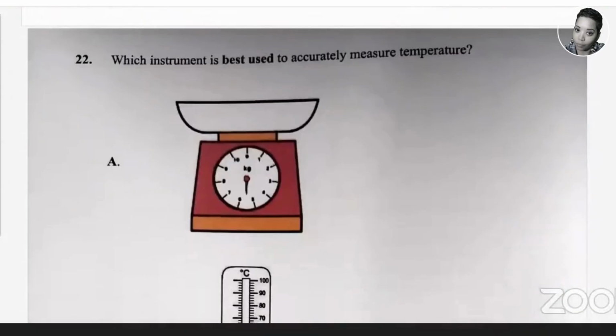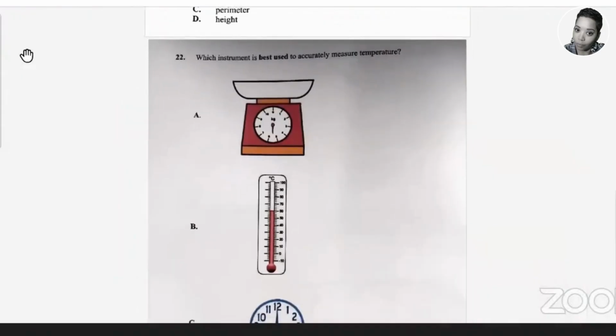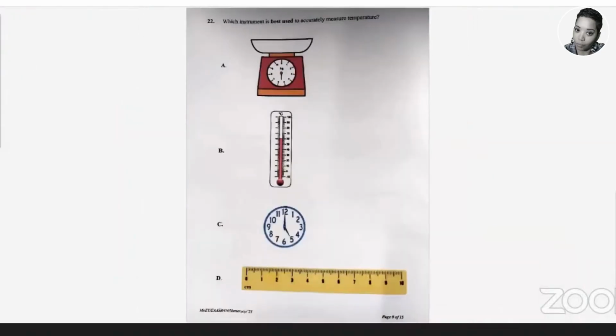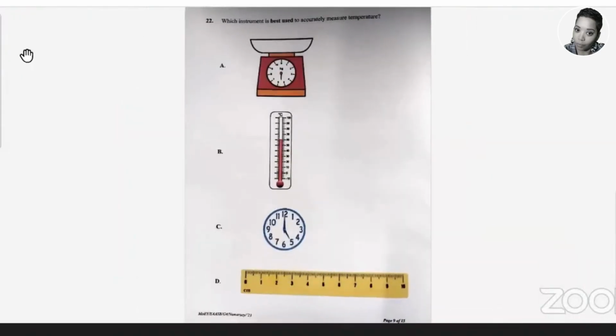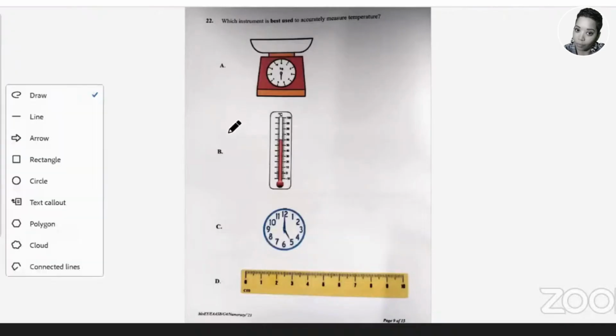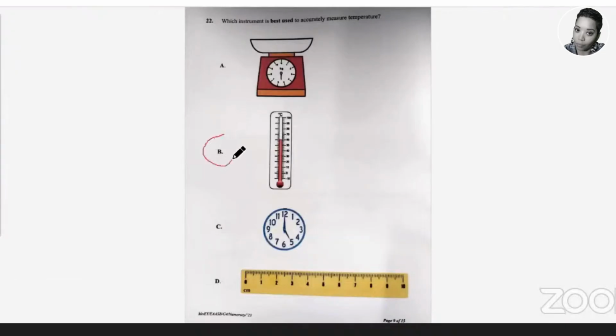Question 22, again, I'm going to have to reduce this so that everything goes on the page. All right, let me read this one for you. Which instrument is best used to accurately measure temperature? And this one is a giveaway. We all know it's a thermometer, so the answer is B.